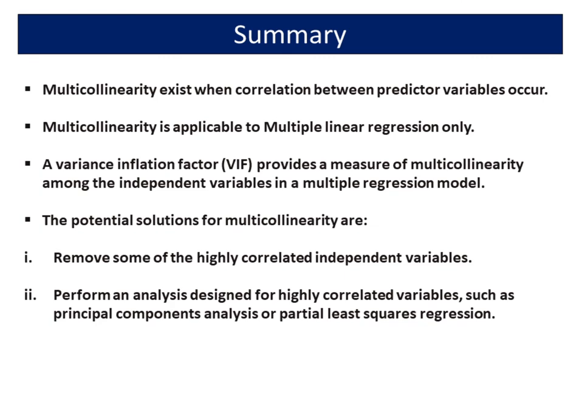In summary, multicollinearity exists when correlation between predictor variables occurs. Multicollinearity is applicable to multiple linear regression only. A variance inflation factor, VIF, provides a measure of multicollinearity among the independent variables in a multiple regression model. The potential solutions for multicollinearity are: remove some of the highly correlated independent variables, or perform an analysis designed for highly correlated variables, such as principal components analysis or partial least squares regression.